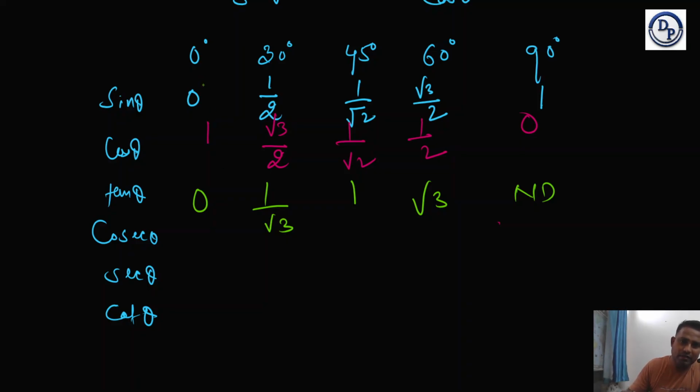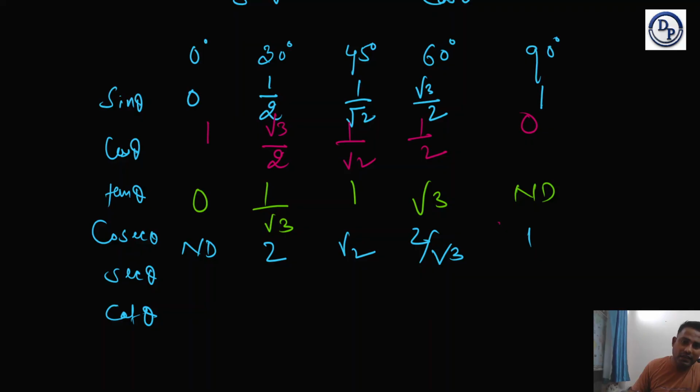What about cosec? We simply take the reciprocal of sine. 0 by 1 is there, so we'll get 1 by 0, not defined. Sine 30 is 1 by 2, and its reciprocal is 2 by 1, so it becomes 2. What about this? It's only root 2. What is the reciprocal of root 3 by 2? It gives us 2 by root 3, whereas 1 by 1 gives 1.